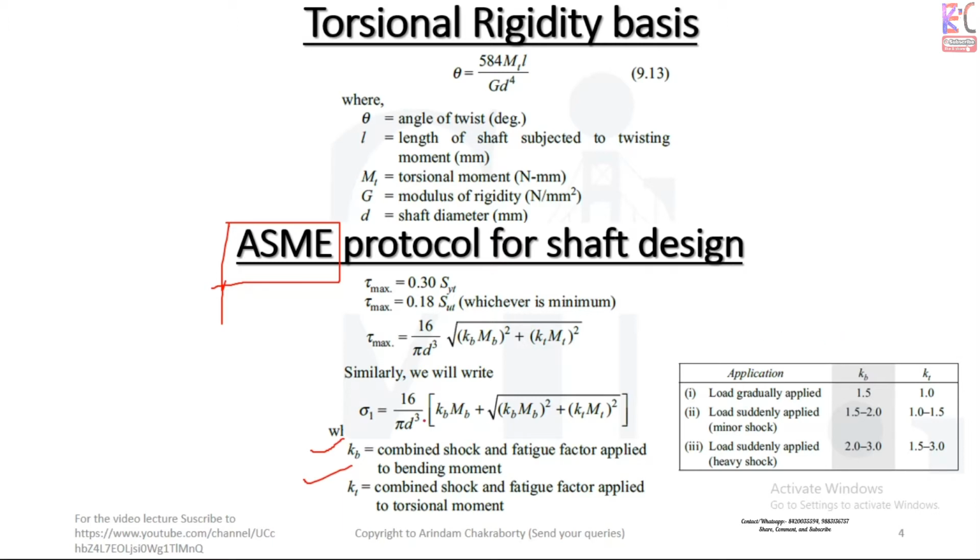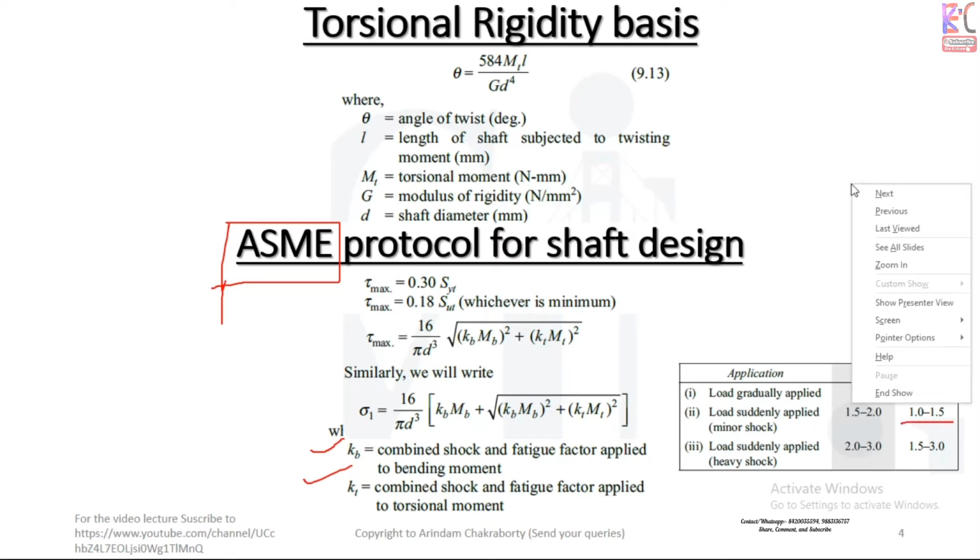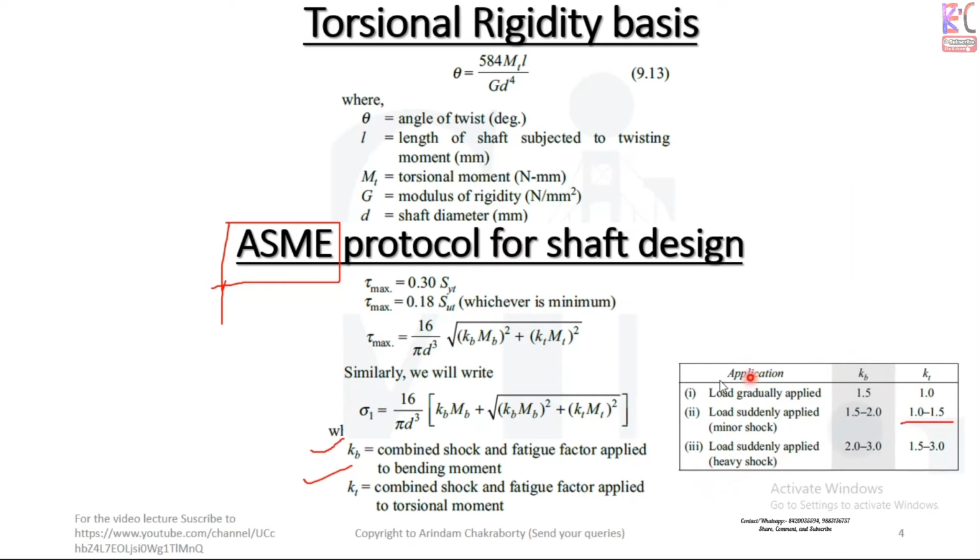So what will be the Kb value and Kt value? To calculate the Kb value, if a load is applied gradually on the shaft, then the Kb value will be 1.5 and the Kt value will be 1.0. So this is how it works. For minor shock, that is medium, Kb will be between 1.5 and 2.0, and Kt will be between 1.0 and 1.5. So this is your conversion. For sudden heavy load, that means sudden work is done at maximum power, Kb will be 2.0 to 3.0 and Kt will be 1.5 to 3.0. So that depends on how the loading on the shaft is done.